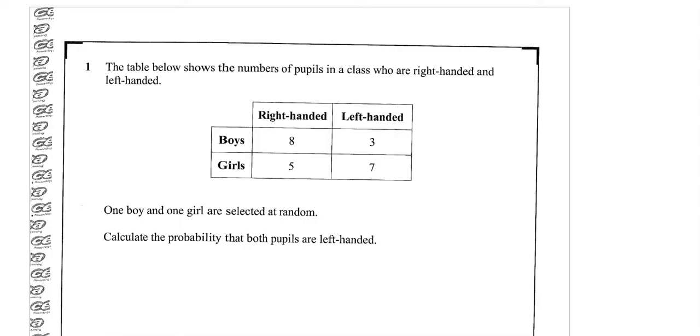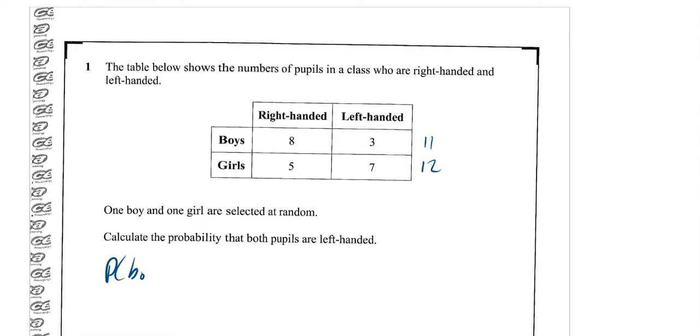Question 1 says, the table below shows the number of pupils in a class who are right-handed and left-handed. One boy and one girl are selected at random. Calculate the probability that both pupils are left-handed. Okay, first of all, for the boys, we've got a total of 11. For the girls, we've got a total of 12. And we want to have both pupils are left-handed.